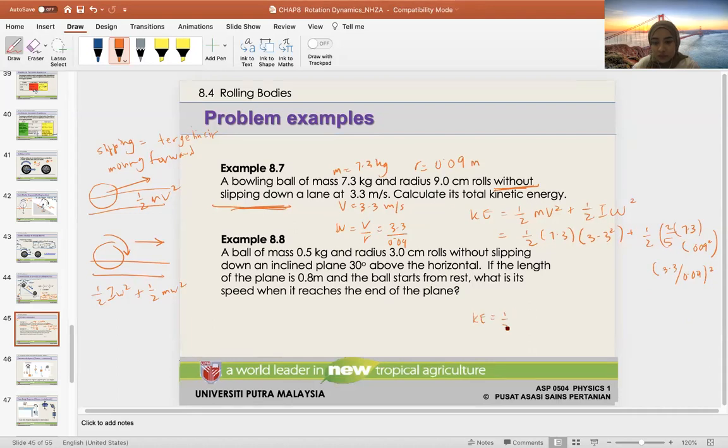So that is 1/2, 7.3, 3.3 squared, plus 1/2, 2/5, 7.3, 0.09 squared. So that's your I. Then your omega is 3.3 over 0.09, squared. So this is your total kinetic energy, whatever that is. Punch in your calculator.